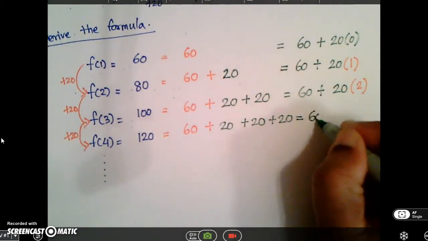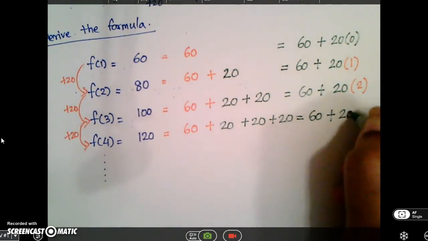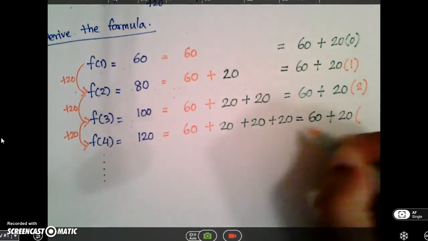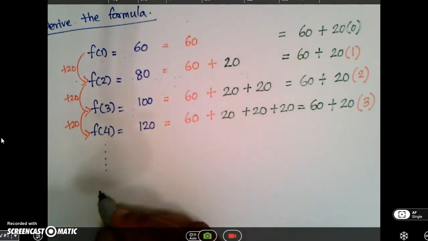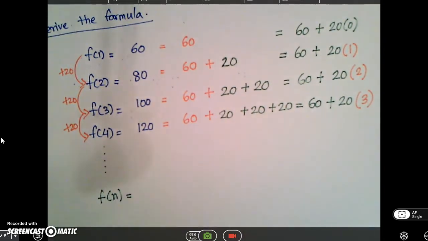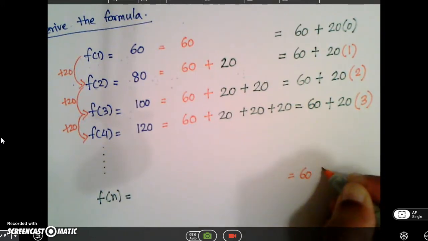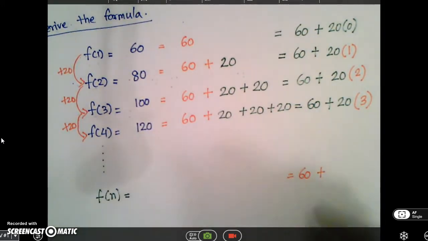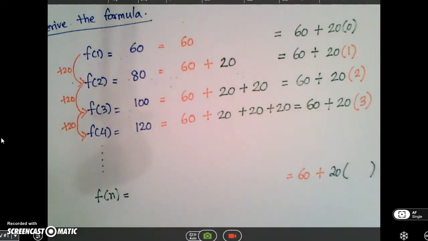For the fourth term I have the 60, which is my first term, and I'm adding the common difference. How many times? 3 times. Alright, so I can keep on doing that to get all the other terms until I reach my f of n. Alright, so for my f of n, I would have that 60 and I will add my common difference so many times. I don't know how many times that is.